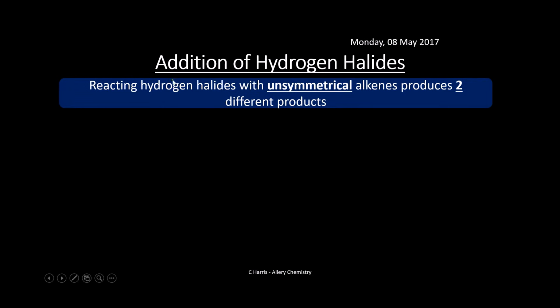Right, so we've got reacting hydrogen halides. These are unsymmetrical alkenes. So when we react these, we produce two different products. Got to be really, really careful with this. Okay, this is a key area, and you've just got to watch out for it.